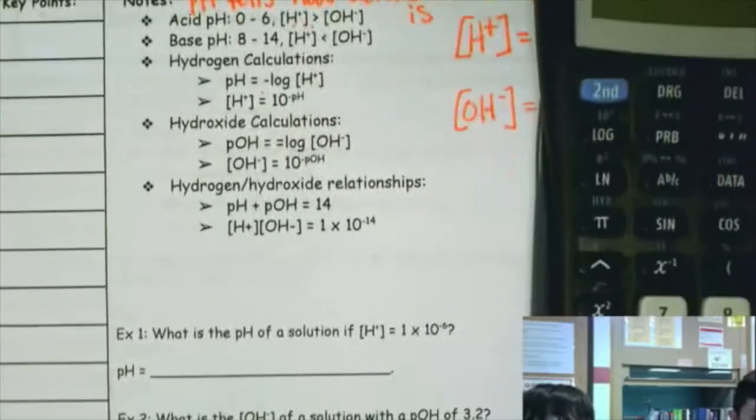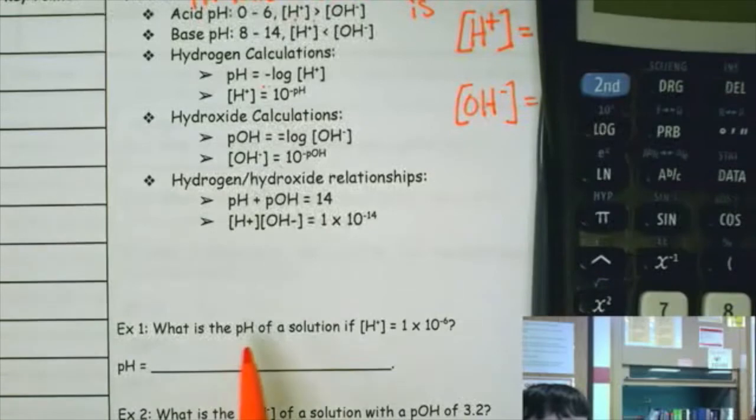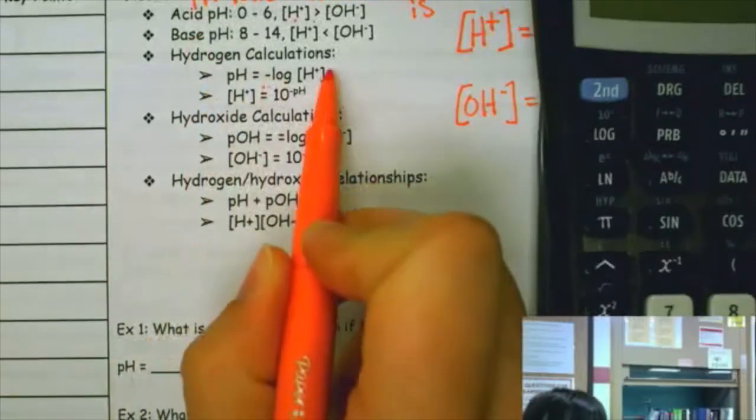Okay, so it wants to know what the pH of a solution is if the hydrogen concentration is equal to 1 times 10 to the negative 6. That's actually a really small number. That's how many hydrogen protons are in that solution. So we have to look at this formula up here. That's the one we're going to be using.